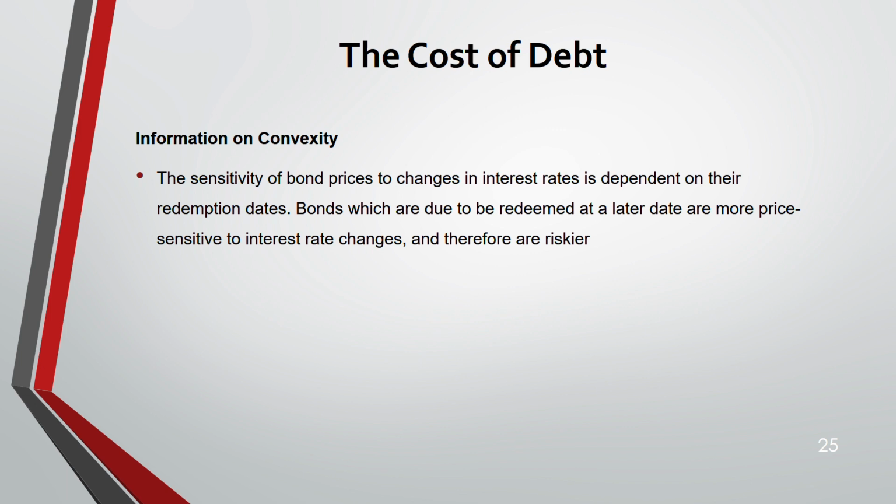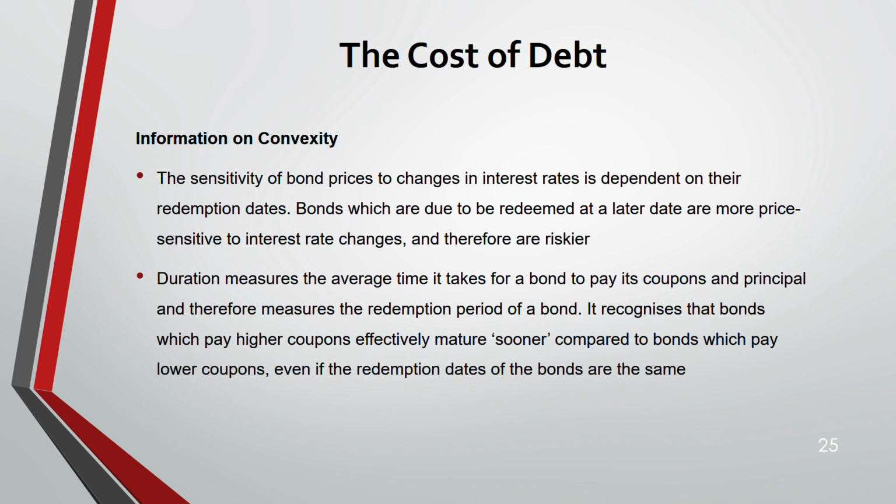So what does duration do? It measures the average time it takes the bond to pay its coupon and the principal. That means the interest and the principal. So what does it say? A higher coupon will mature sooner. The higher the coupon, that means more interest, you are going to recover the bond very soon, compared with lower coupons. Lower coupons will take more time. The duration will be long. Why? Because their redemption dates are long.